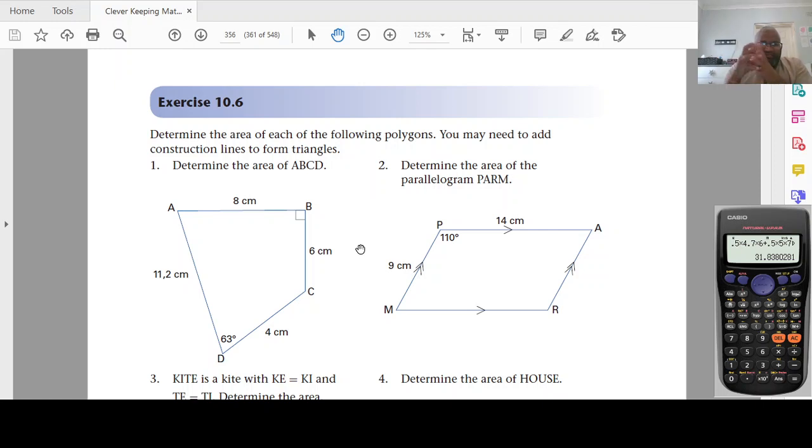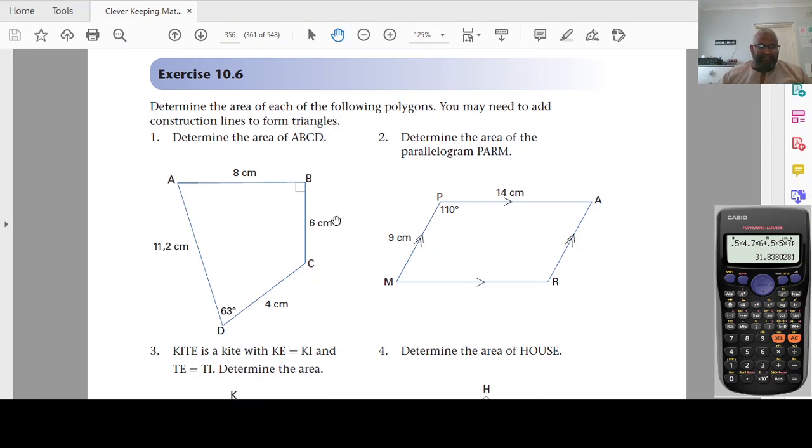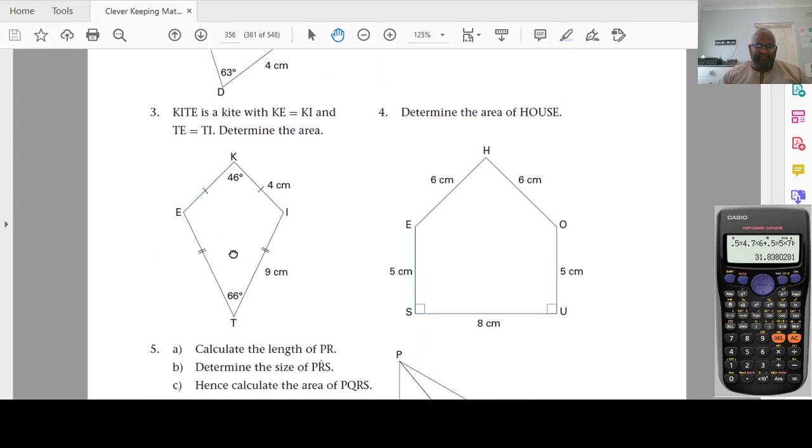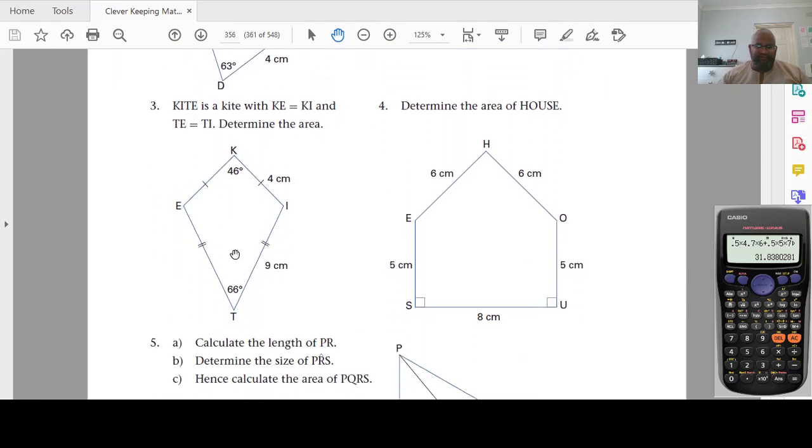A polygon is basically an enclosed figure made up of n amount of sides. You may need to add construction lines to form triangles here. So of course we're going to construct AC in the first one, so you can have this triangle here and that triangle there. We have dealt with something like that before in number 2, a parallelogram. So you draw that line there. There's a kite, so we'll of course draw that line down here.